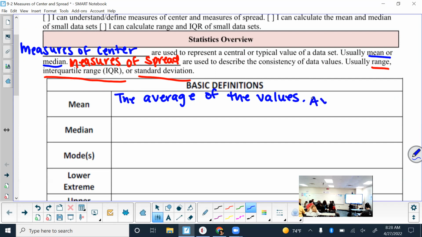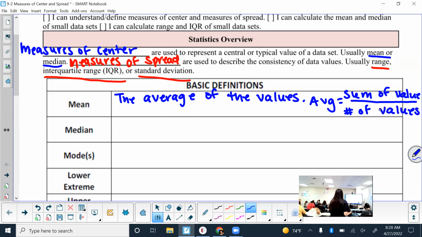When I'm taking the average of something, what am I doing? You take the sum of the values. Yes, that is the number that'll go on top of your fraction. What goes on the bottom of the fraction? Yes, the amount of numbers that you added, so the number of values in your data set.